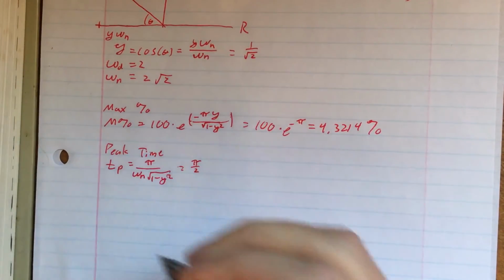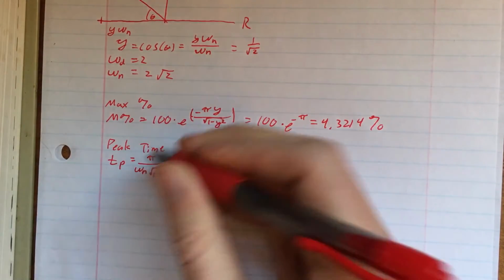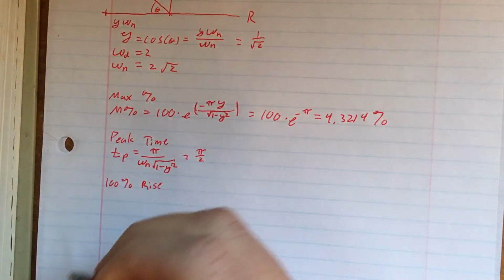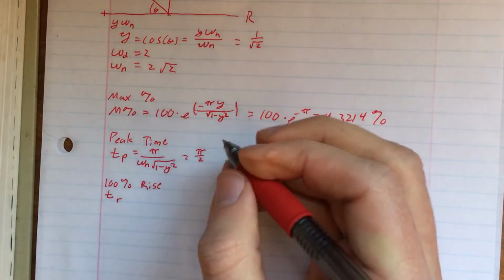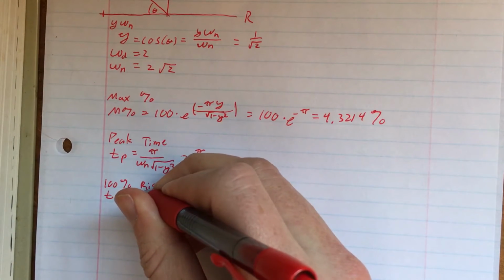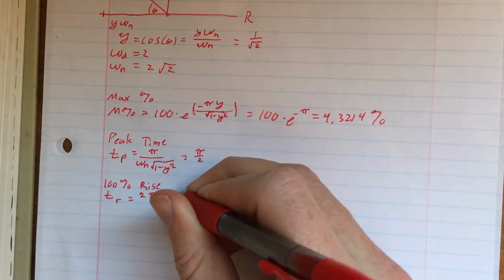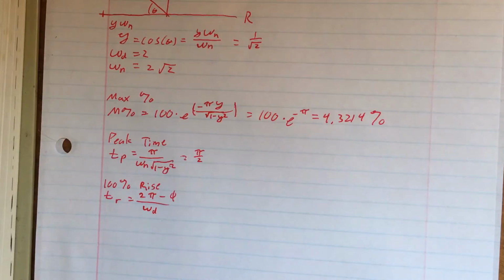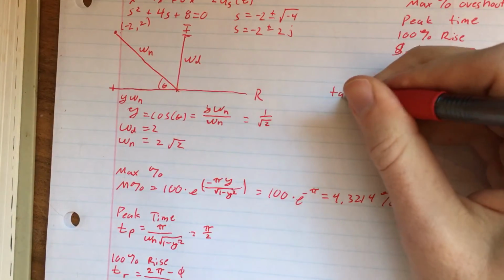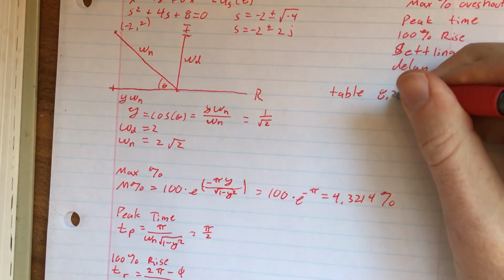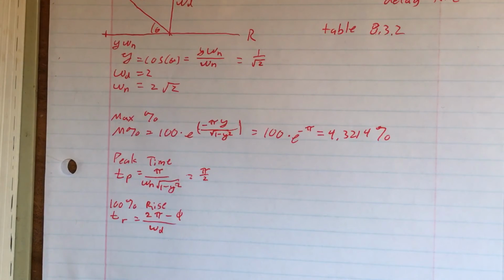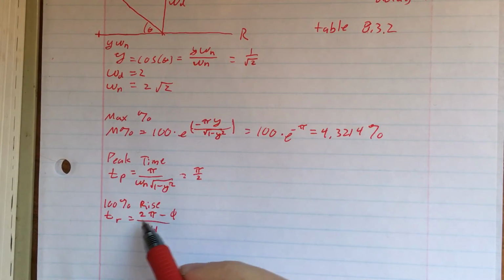And then 100% rise time. We're going to label this Tr, and that is given to us as 2 pi minus phi over omega d. I'm getting all these equations, by the way, from table 8.3.2 from the book. Okay, so the rise time is 2 pi minus phi over omega d.